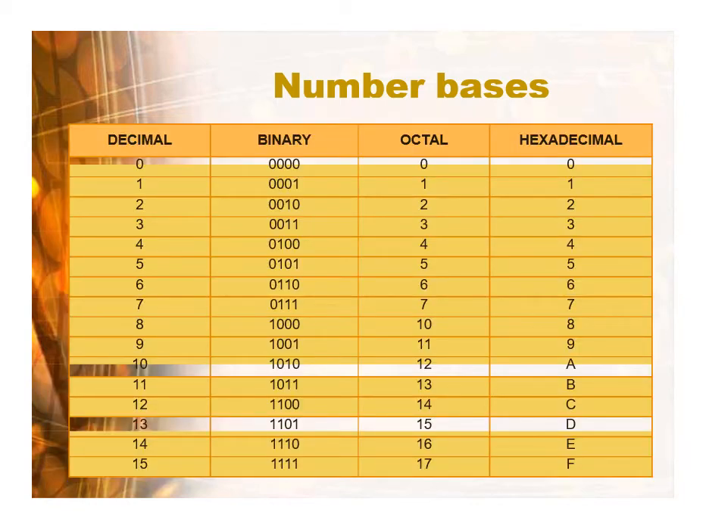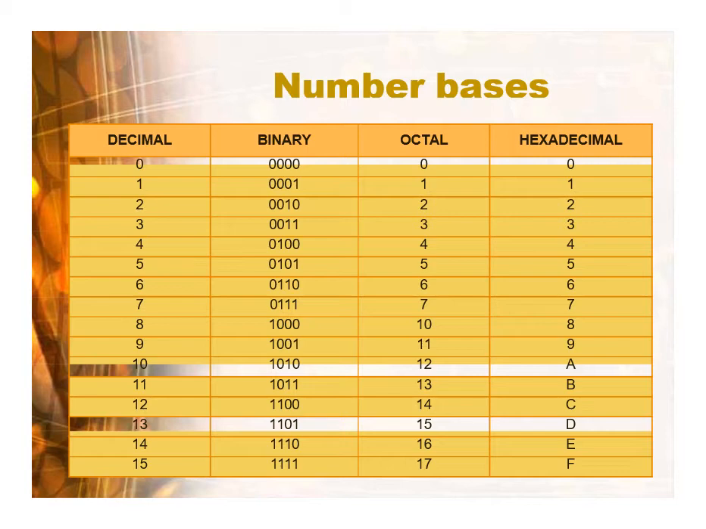Okay, alright, so these are the number bases: decimal, binary, octal and also hexadecimal. Binary is base 2, octal is base 8 and hexadecimal is base 16. So kalau kita tengok dekat sini, this is a decimal number. So the binary, you have 0 and 1 sahaja.